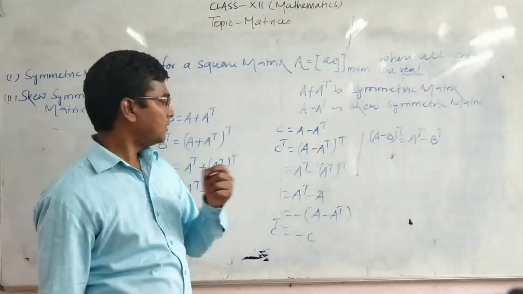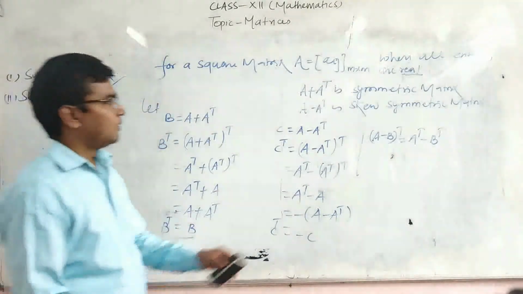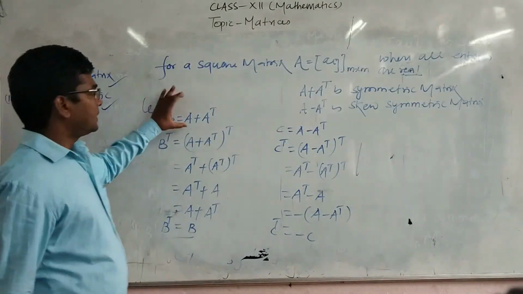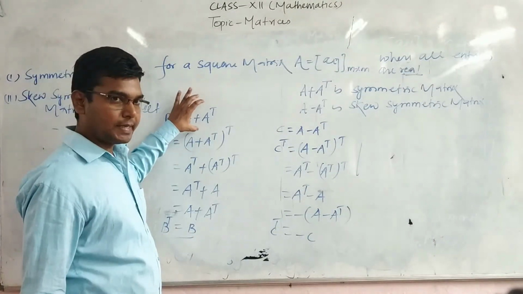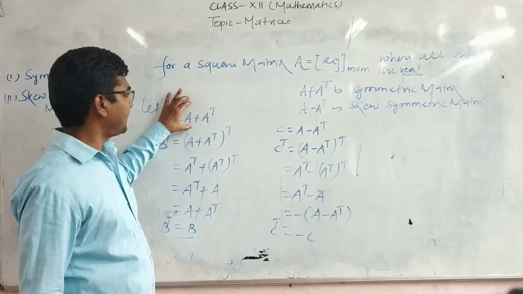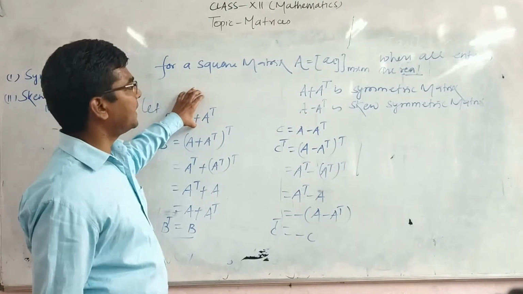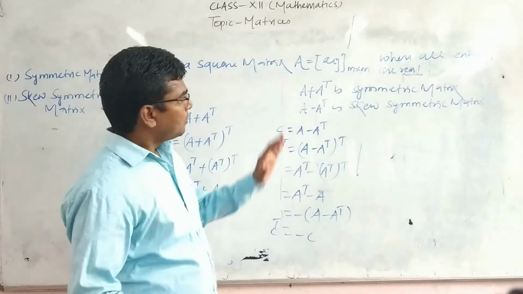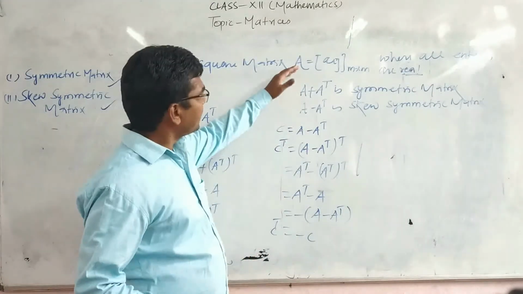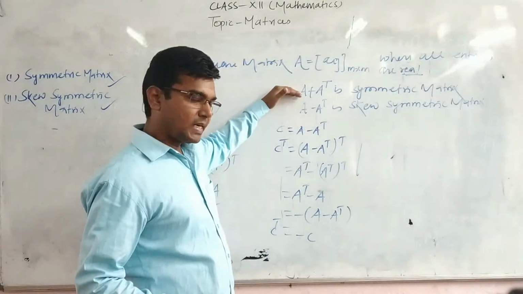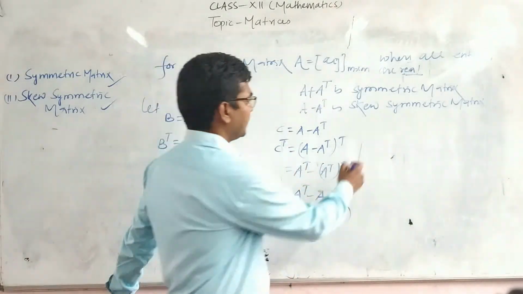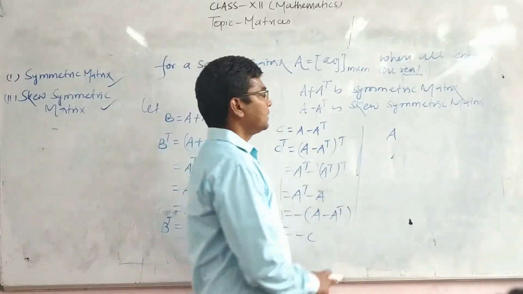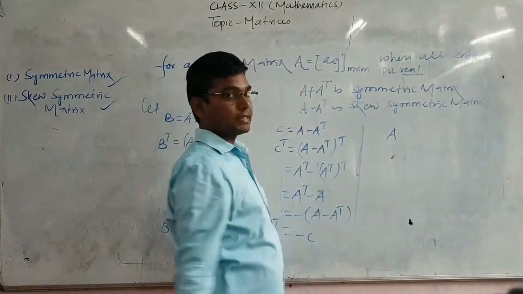Okay, now one more thing is there. We can see from here, you know that A is a square matrix, and we have shown that A plus A transpose is a symmetric matrix and A minus A transpose is a skew symmetric matrix. So can we express a square matrix as the sum of a skew symmetric matrix and a symmetric matrix? Let us see. We know that A is a square matrix of order m.